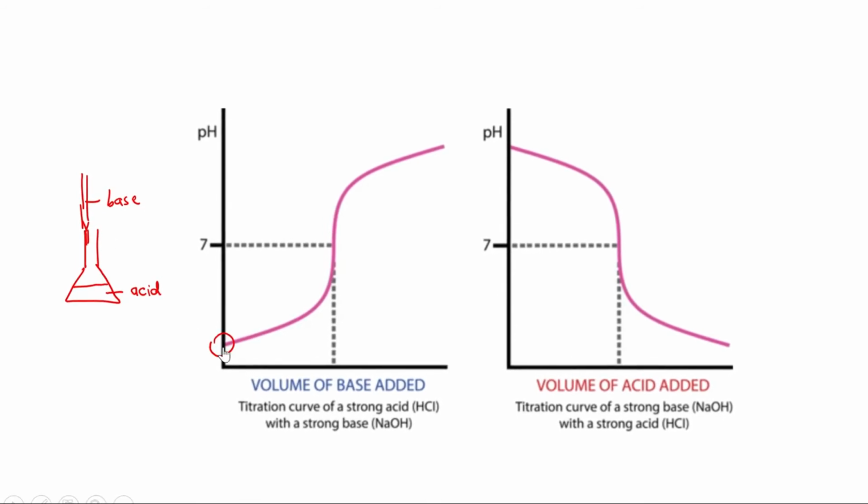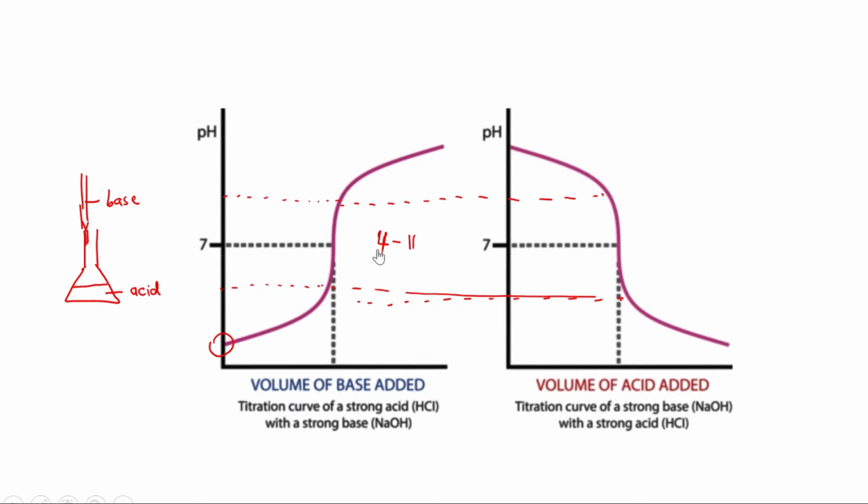Therefore, we start with a very low pH, and then for the titration between strong acid and strong base, please make sure you label the steep vertical point here, right? The steep vertical point is constant, which is 4 to 11, and then this is the equivalent point, right? When this is the case, the pH will start from a very low value and then rise up till beyond the equivalent point.